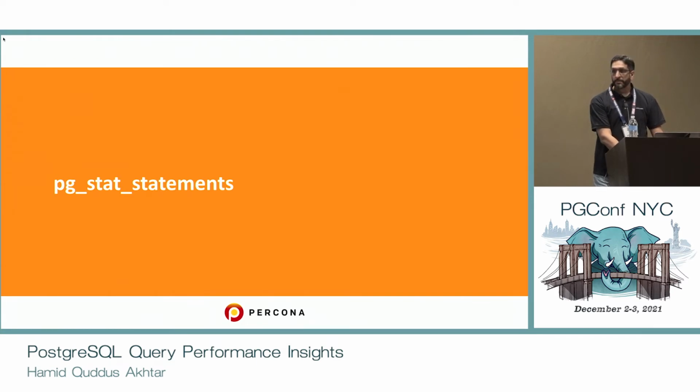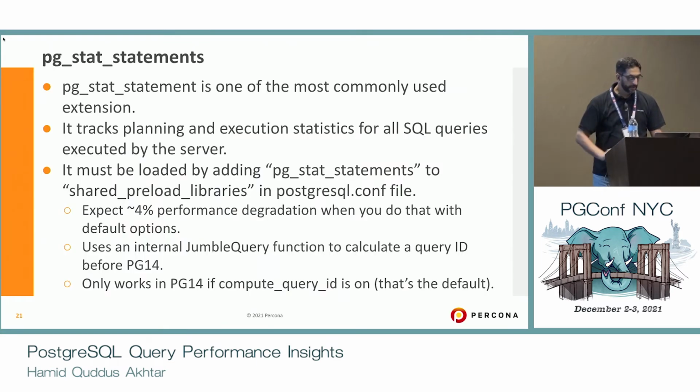pg_stat_statements is an extension that's available in the contrib module with Postgres. It needs to be installed separately. It's packaged with the contrib packages, whether RPM or debs. It's a statistics-focused extension, so it's going to provide you with a lot of numbers, with a lot of details. What it really focuses on is planning and execution statistics.